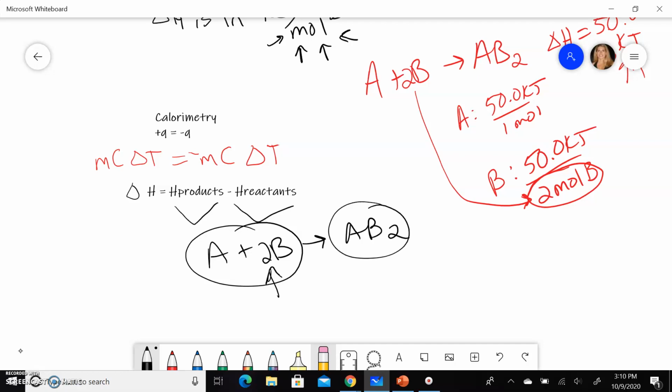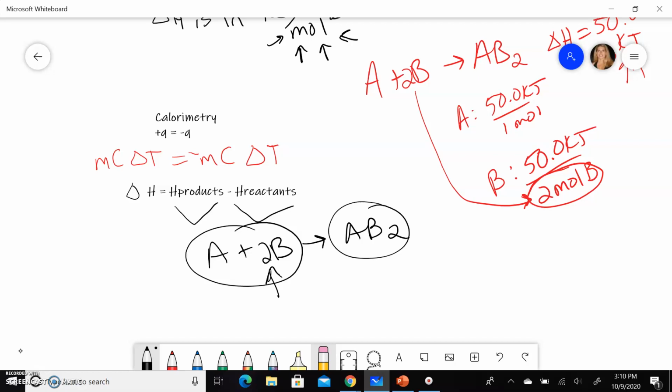And there's a chart in the back of the book that has all of the heats of the different substances that you'll need for the problems that you're going to do. So again, when you get that number, just don't forget to multiply it by the coefficient in the reaction, and then you're going to do products minus reactants.